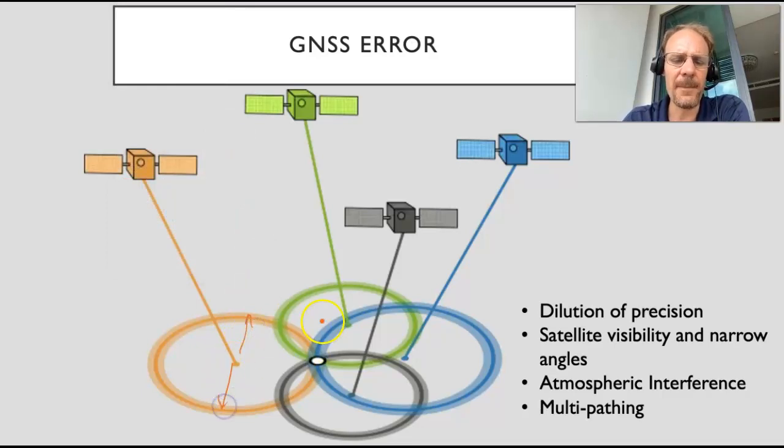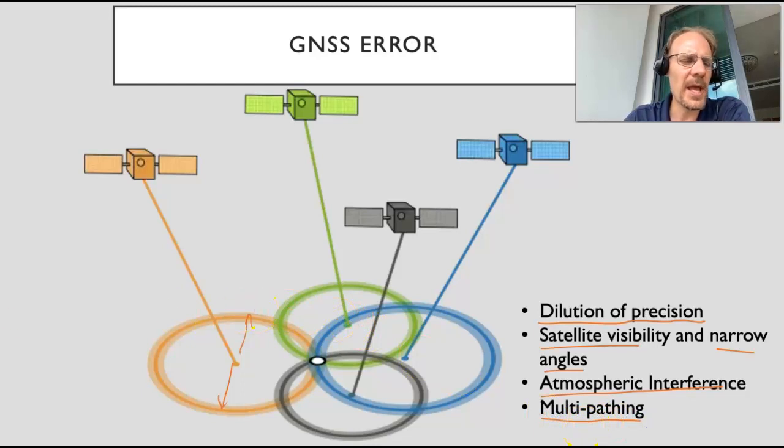And so what the satellites kind of do is they look at, okay, what's the average location between all these satellites? But why the error? There are 4 different points that we're going to talk about: dilution of precision, satellite visibility and narrow angles, atmospheric interference, and then something we call multipathing. So let's talk about each of those.